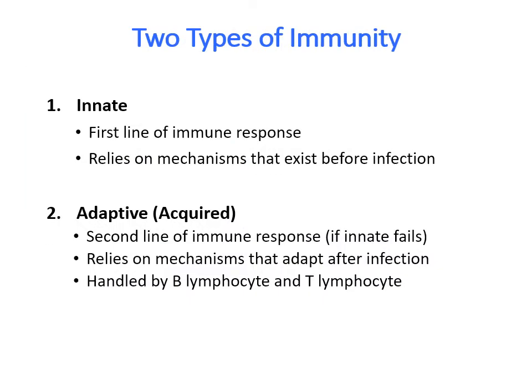There are two types of immunity, innate and adaptive. Adaptive immunity is also referred to as acquired immunity. Innate immunity is the first line of immune response. It relies on the defense mechanisms that are present before infection. If the innate immunity fails to protect the body, the adaptive immunity, which is the second line of immune response, will be roped in to protect the body. Adaptive immunity relies on the mechanism that adapts after infection, and it is mainly handled by B lymphocytes and T lymphocytes.